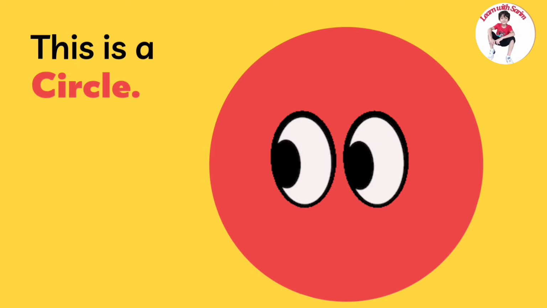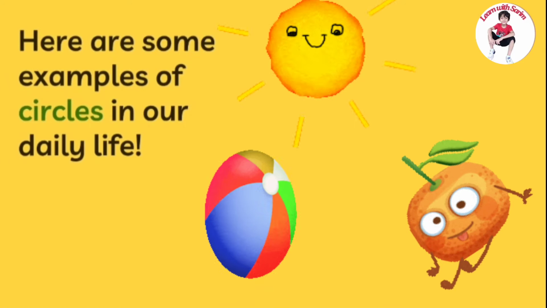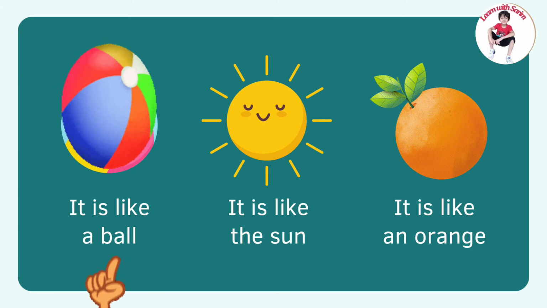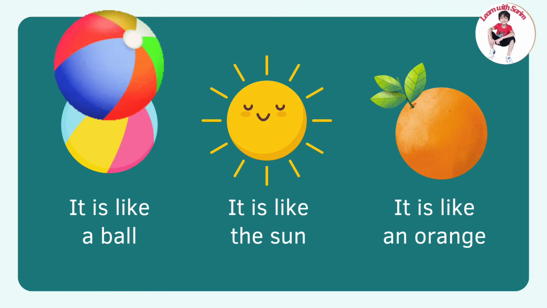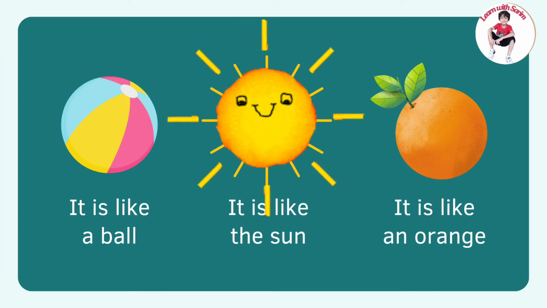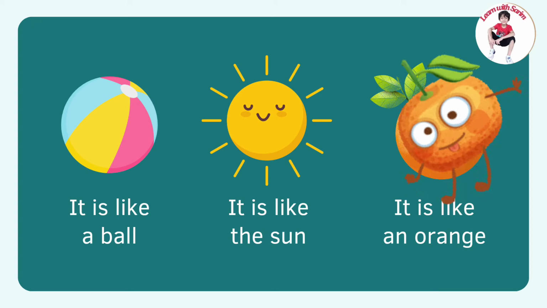This is a circle. It rolls around and around. Here are some examples of circles. It is like a ball. It is like the sun. It is like an orange.